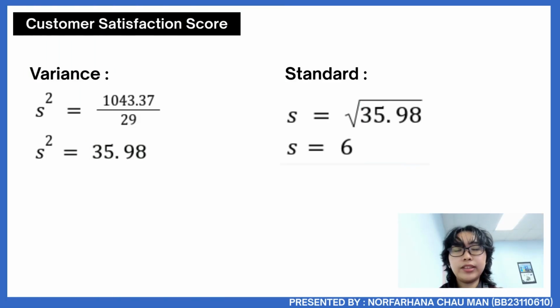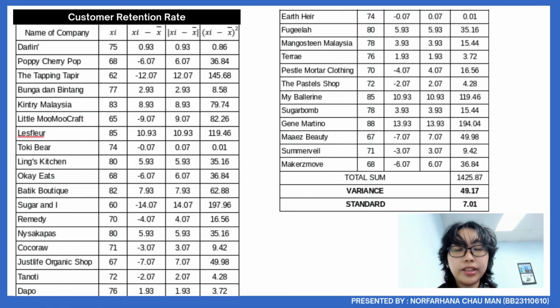To find the variance, we divide 1043.37 by 29, which is 30 minus 1, and we get a variance of 35.98. And to find the standard deviation, we take the square root of the variance, which is the square root of 35.98.